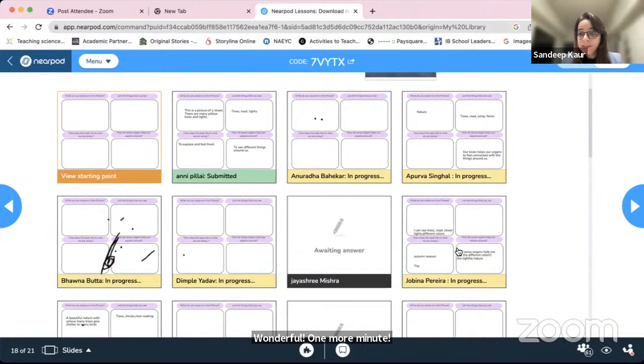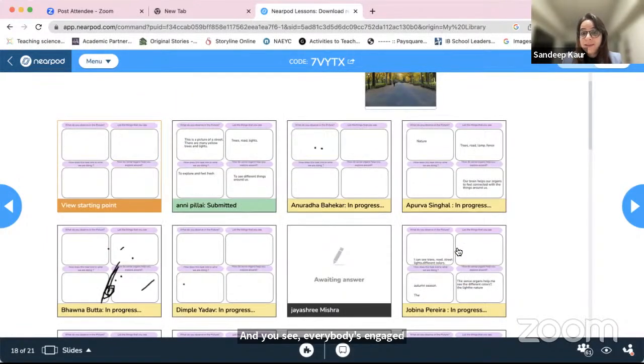And you see everybody's engaged, right? It's not just the teacher who's doing a lot of talking. In a real life classroom, everybody would be working, and you can give them an option to draw also. If you think that writing would be difficult, you can ask your students to draw as well.